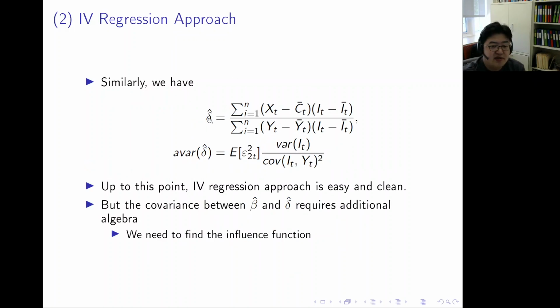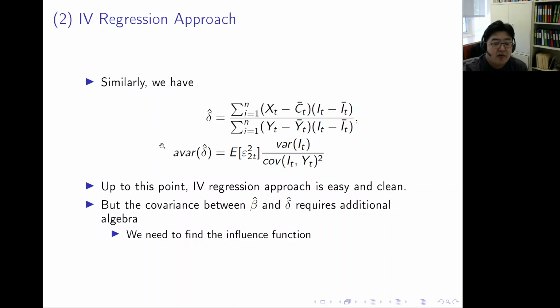Similarly, you can do the same thing for delta. And the asymptotic variance of delta is given this way. Okay? So as you can see, now you see the difference, how stupid it was to use the reduced form approach. You are actually making everything more complicated, right? Not using the existing clean result.